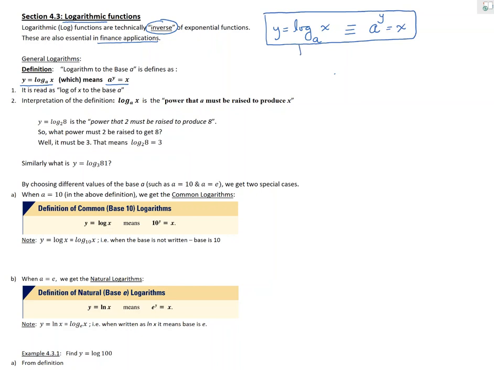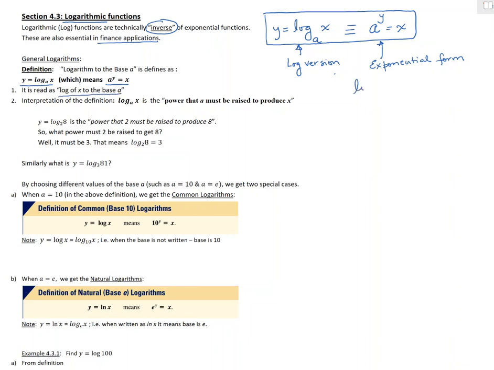When this information is written in this manner, then it's called the log version. And when the same thing is written as follows in this manner, it's called the exponential form. Both have the same information, it's just written differently in these two manners. So first thing is how you read it. So you read it as log of x to the base a.